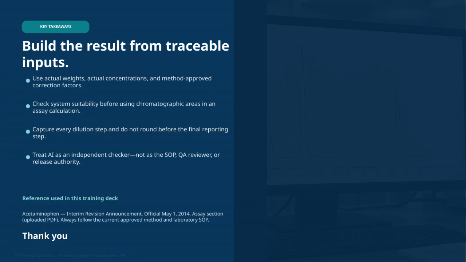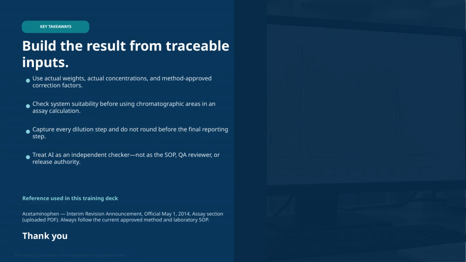This means using actual weights, actual concentrations, and method-approved correction factors without shortcuts. Before you use chromatographic peak areas in your calculations, always check system suitability to confirm the system is performing correctly. Every dilution step must be carefully documented, and avoid rounding values until the final result is reported to maintain precision.